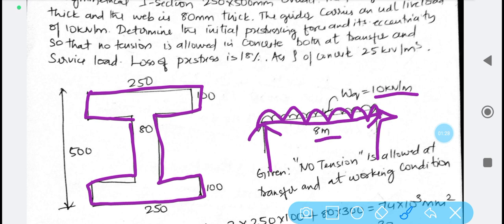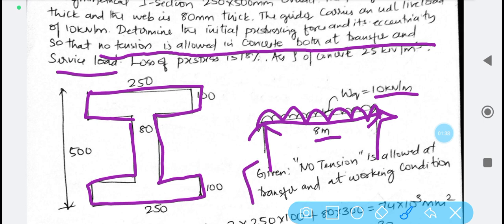The most important part in this question is that we need to read this statement carefully. No tension is allowed in the concrete both at transfer and service load, and here it has been noted down. Given no tension is allowed at transfer as well as the working condition, this is one of the important conditions specified. This has to be kept in mind before solving.